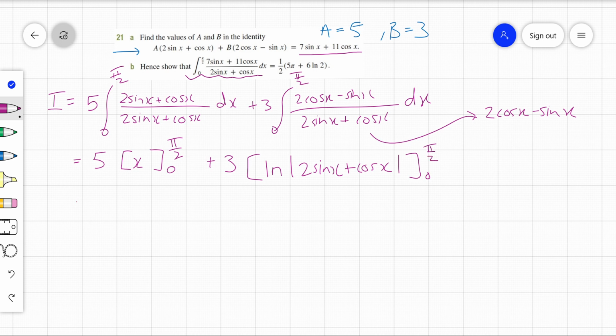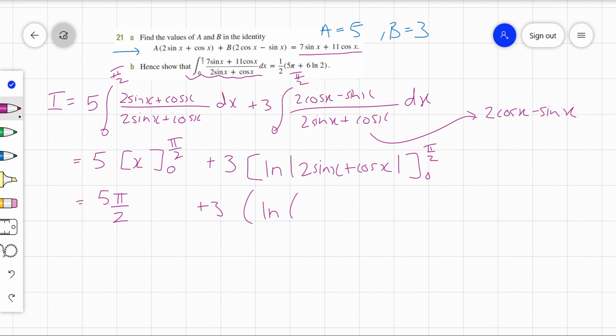Alright, so let's have a look at what that is. So clearly here we have 5 pi on 2 minus 0. And here we have 3 times log. We don't need the absolute values because they're all going to be positive. We're in the first quadrant.